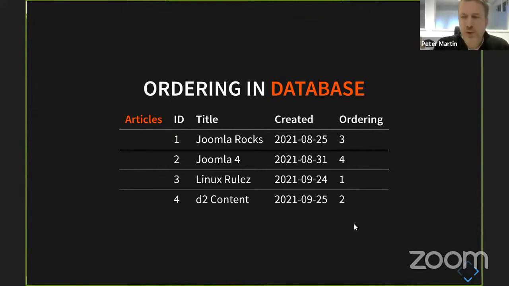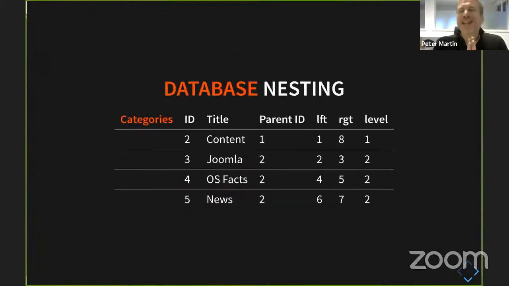There is also something called two dimensions, and that's with nesting. With nesting, you can have order, but you also know which items are under which other items: categories, menus, menu items, etc. Those are all nested data. So you can see here I have a category called content. It has ID 2. Its parent is 1, so it's the highest in the content category. The root will be that one.